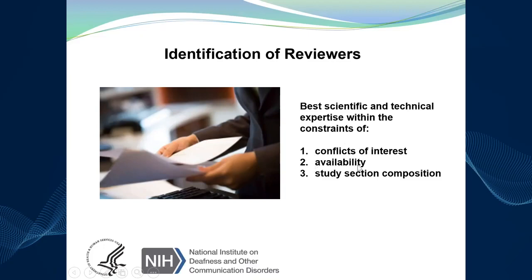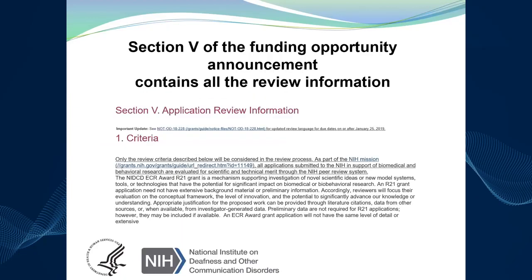There's also the constraint of time availability. Sometimes reviewers are not available on the date in which a study section will meet. And there's also considerations for study section composition. So we don't want to have reviewers all from one institution, and they should be a diverse panel that represents institutions from across the United States, ideally. And so the SRO, or Scientific Review Officer, is going to pick generally 3, sometimes 4 experts to review your application.